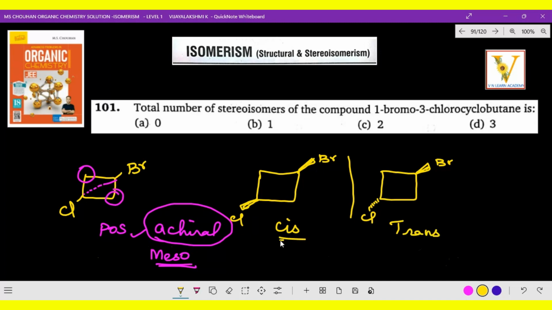So how many isomers are possible for 1-bromo-3-chlorocyclobutane? Two isomers are possible, that is cis and trans. Hope you got the clarity. As you draw the structural formula, you can easily identify the isomers. So two stereoisomers are possible. Come on, let's go to the next question.